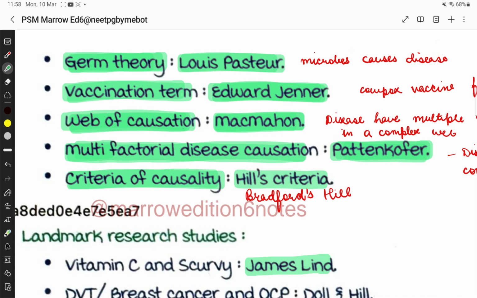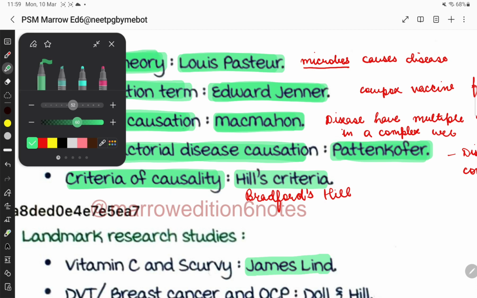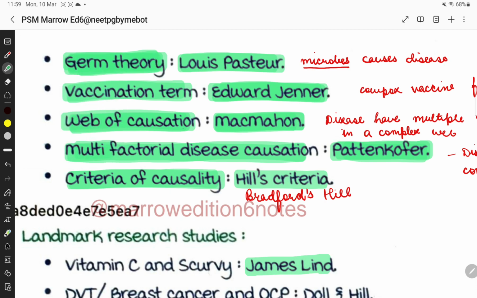So germ theory was given by Louis Pasteur. Germ theory states that the microorganisms are responsible for disease. That microorganisms like bacteria, fungi, protozoa, they cause the disease. And germ theory disproved the earlier theory that disease was caused because of bad air. Okay, and germ theory was given by Louis Pasteur.